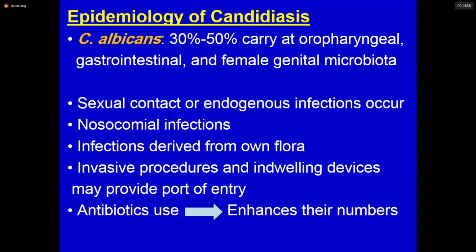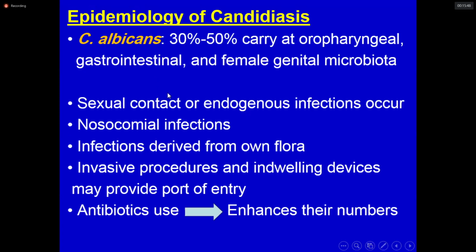Epidemiology of candidiasis: Candida albicans is present in 30 to 50% at the oropharynx, in the gastrointestinal tract, or female genital tract. Individuals are carriers of Candida albicans. How many? 30 to 50%. Where? Oropharyngeal, gastrointestinal, female genital microbiota. So almost half of the population are carriers of Candida albicans. Therefore, it can be transmitted quite easily from one person to another.